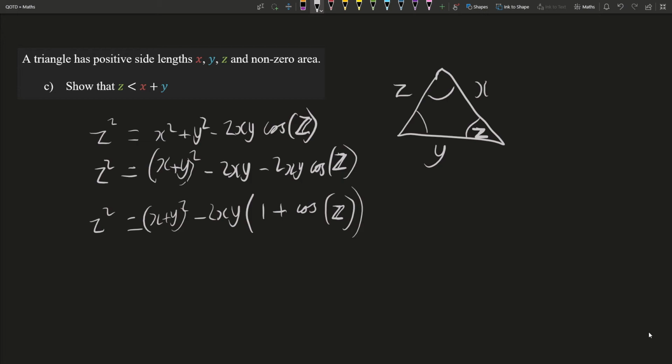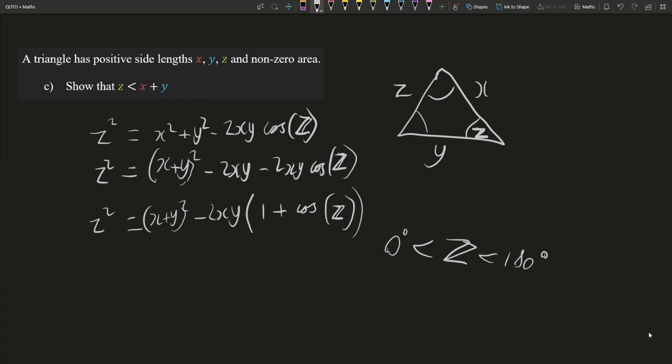Okay, so, well, what are the possible values of cos z here? Well, we're using a triangle, and it has non-zero area, and we know that all the angles in a triangle must sum to 180. Alright, and because of that, we know that any individual angle, so z here, must be between 0 and 180. It can't be exactly 0, and it can't be exactly 180, because then again, we get the line that we had before, which isn't quite what we want.